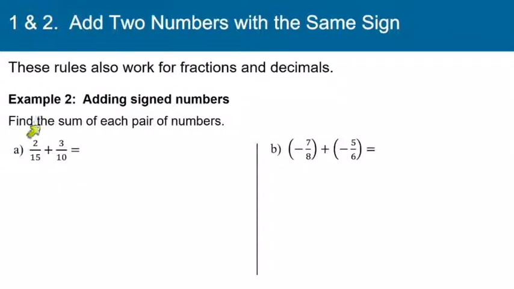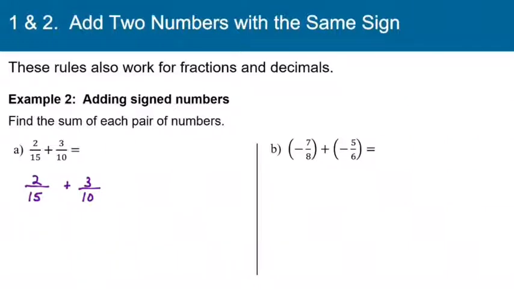So example 2 says find the sum of each pair of numbers, and here we have a pair of fractions to add together. So now all you have to do is use your fraction rules the same as we always did, but at the same time remember your sign rules. Now remember that adding fractions requires common denominators. So I'll look at the denominators we have here. We have 2/15 plus 3/10.